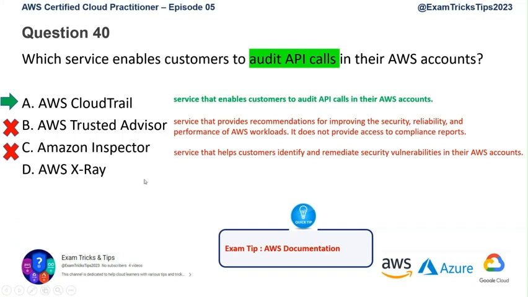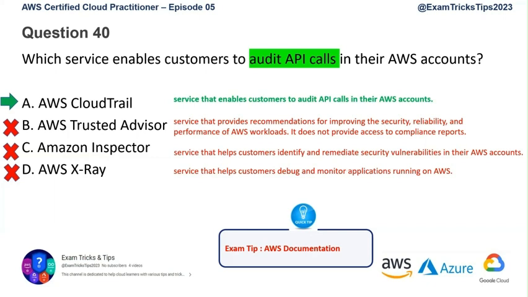The last one is AWS X-Ray. As the name suggests, X-Ray will do an X-ray of your application, and you can see through the application. Essentially, it will help you debug and monitor applications running in AWS. So it's the next level of debugging that you get from it, but it is not meant for auditing any API calls within your AWS account. It's not purpose built for that, and hence not the correct answer. So we go with option A for this, which is AWS CloudTrail.